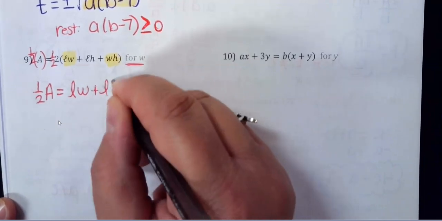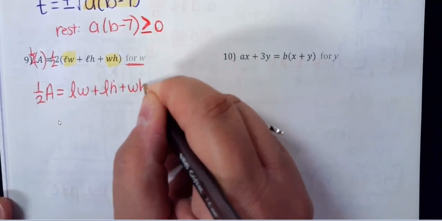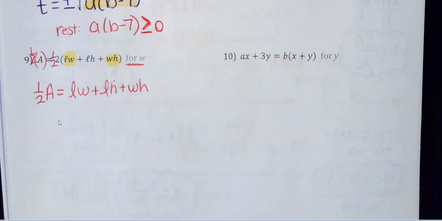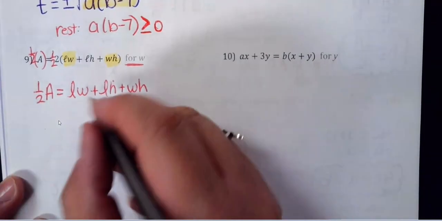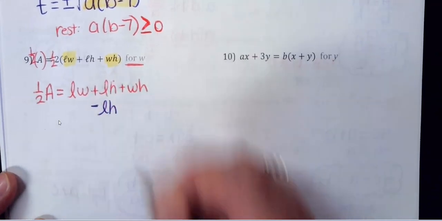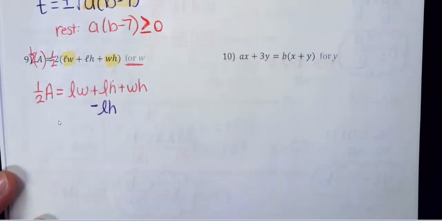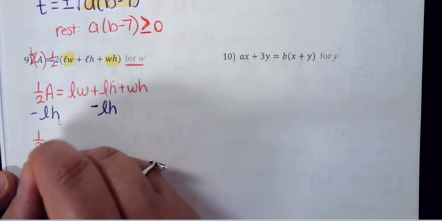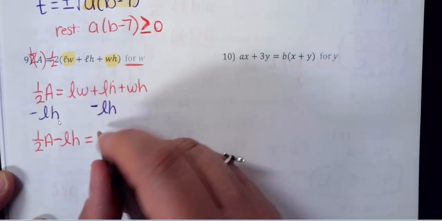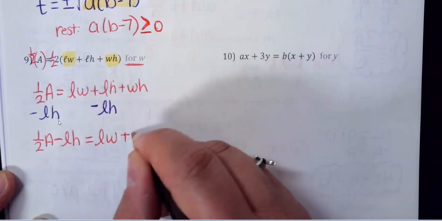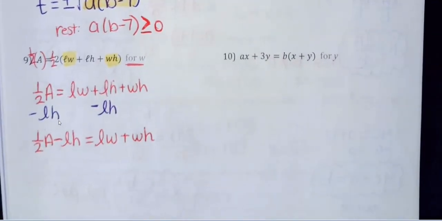And then ultimately what you want to do is you want any of the terms that have the letter you're looking for, which is W here, on one side, everything else on the other. Okay, so for this one, I'm going to move that L times H, because that doesn't have a W in it, to the other side. All right, so I have 1/2 A minus L times H. We get LW plus WH.